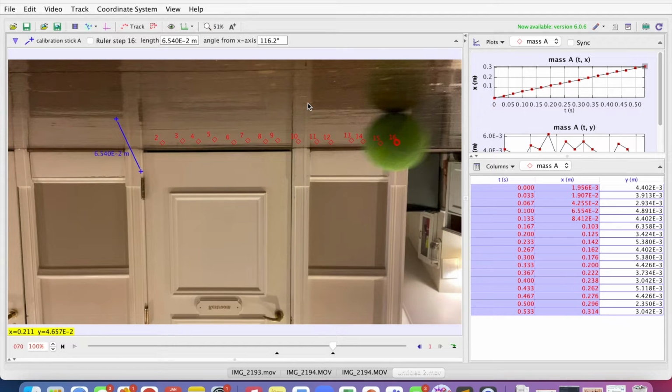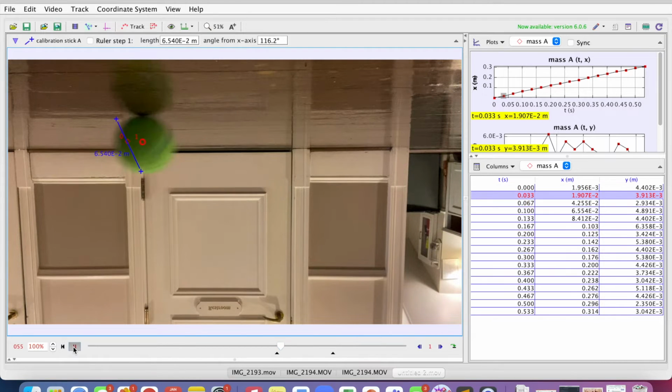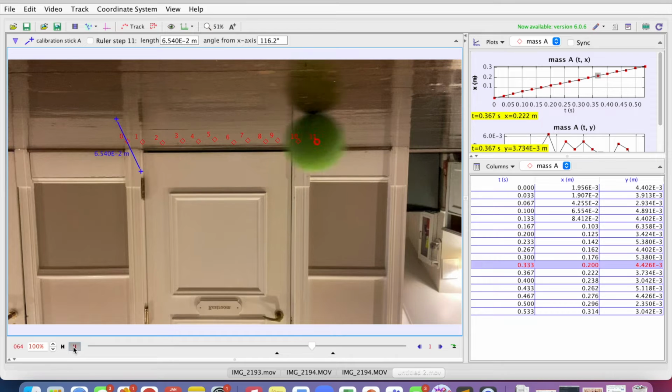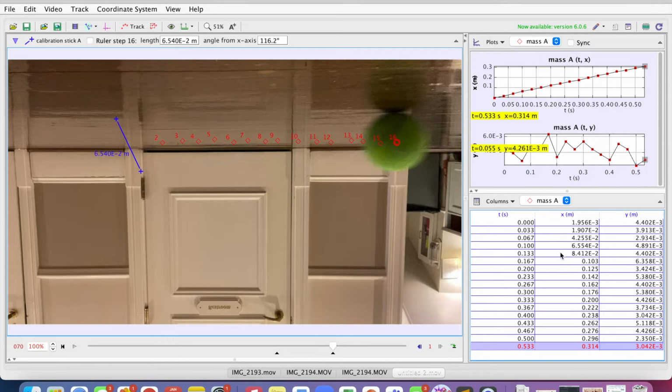I've chosen the time frame below. Once you hit play, it will show you the dots tracking the position of the ball over time. I will show that now. On the side, you can see the graphs that it has created. You can also see the data values and the positions at certain times.